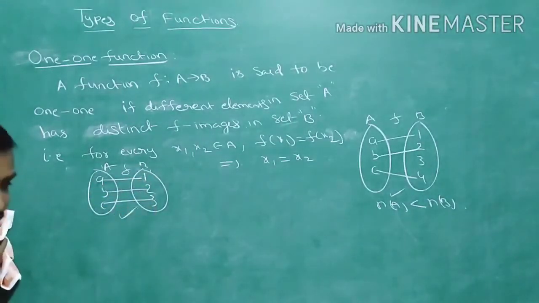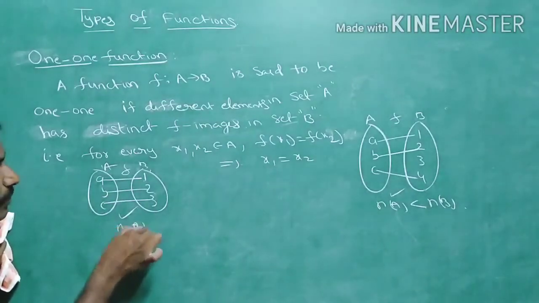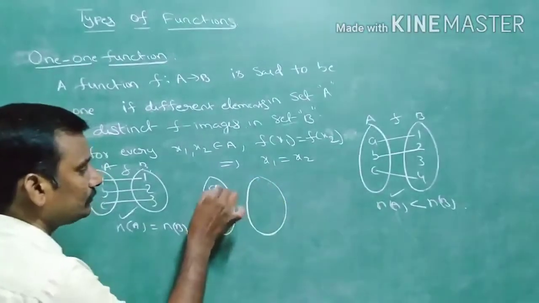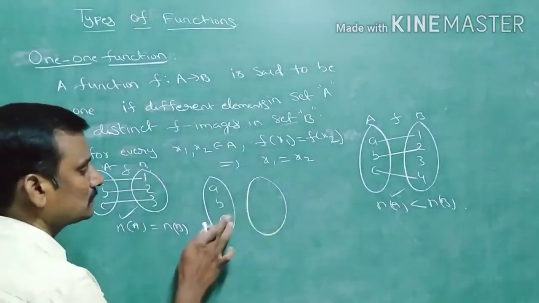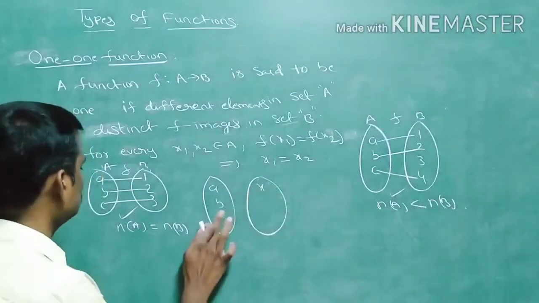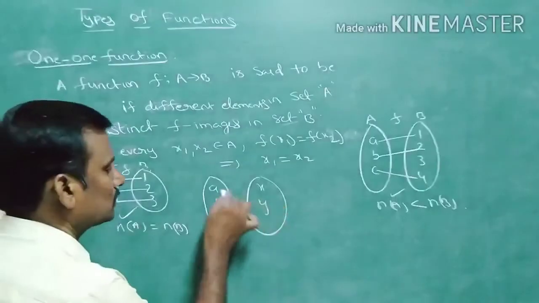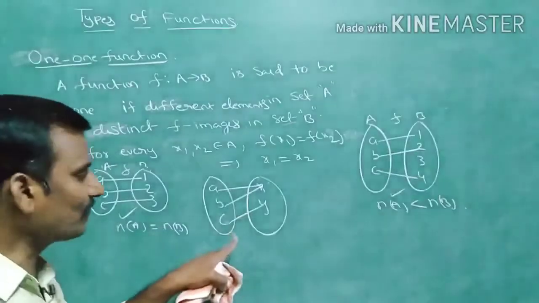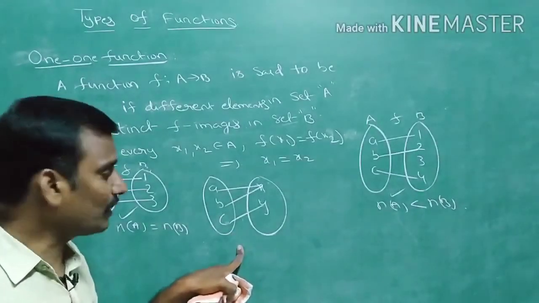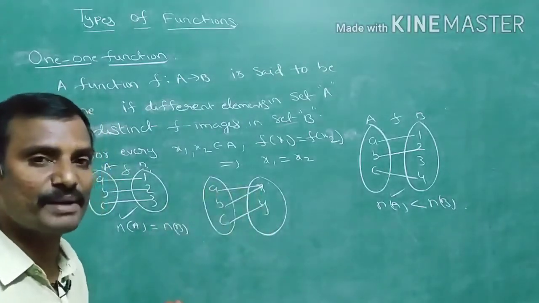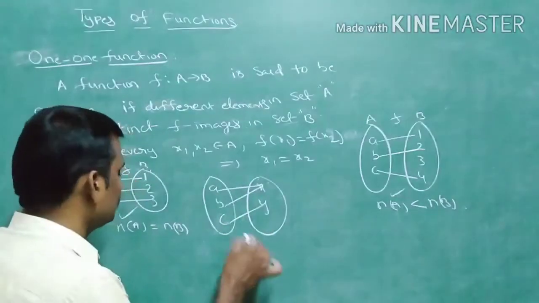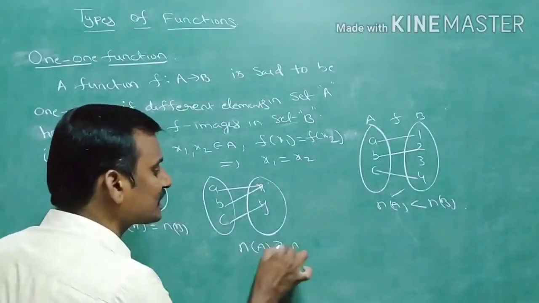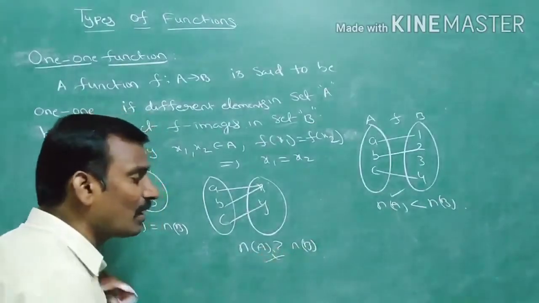This is also a one-one function. Here, n(A) is equal to n(B). A is mapped to X, B is mapped to X, C is mapped to Y. Is it one-one? It's not one-one because A and B have the same f image. So here n(A) is greater than n(B). In this case, f is not one-one.